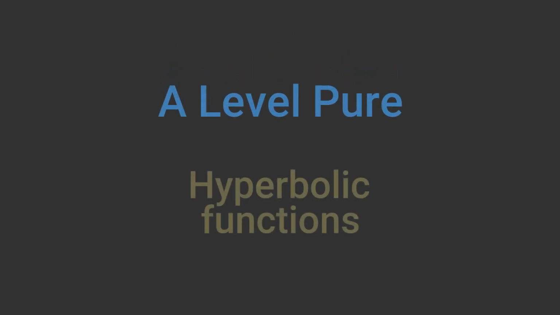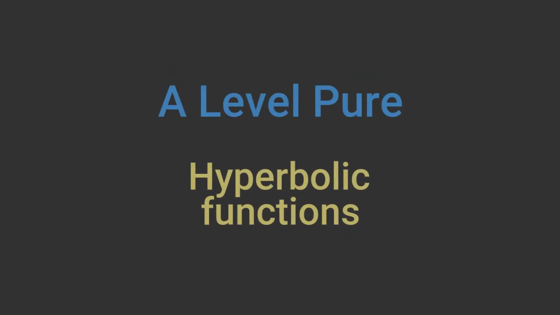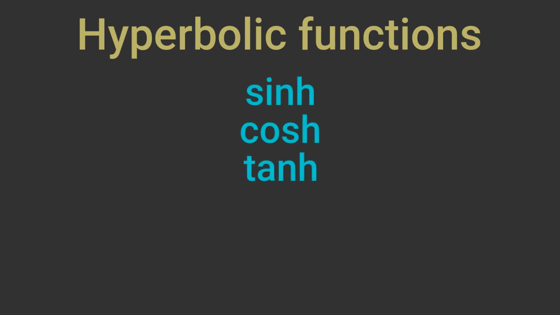A-Level Pure Maths. Hyperbolic functions. In this video we will look at the main hyperbolic functions. These are the hyperbolic sine function, pronounced shine or sometimes cinch, the hyperbolic cosine function, pronounced cosh, and the hyperbolic tangent function, pronounced tanh. We will look at the definitions and graphs of these functions.